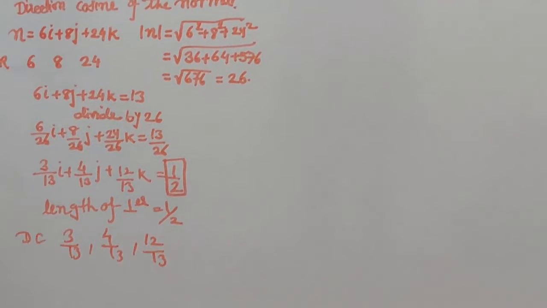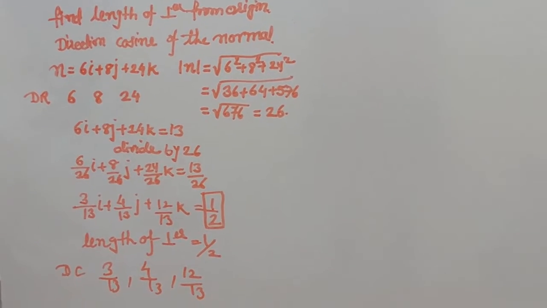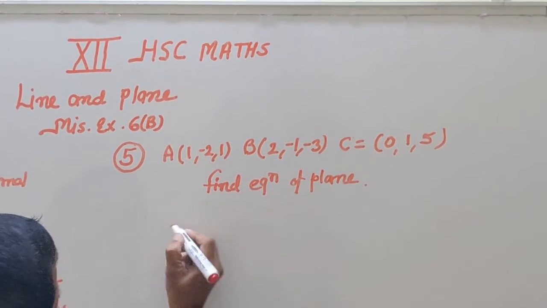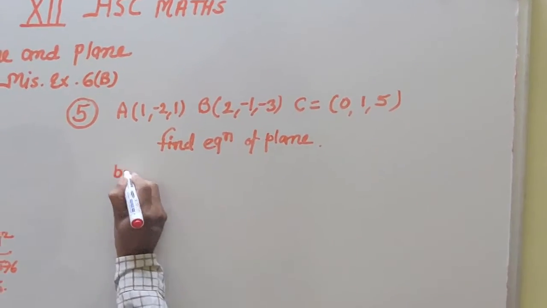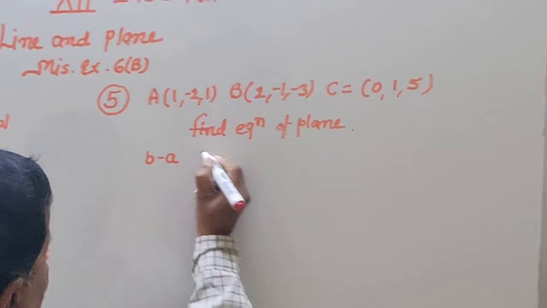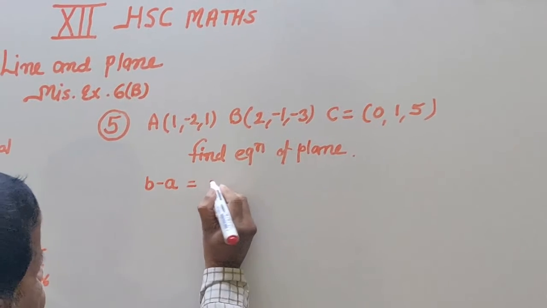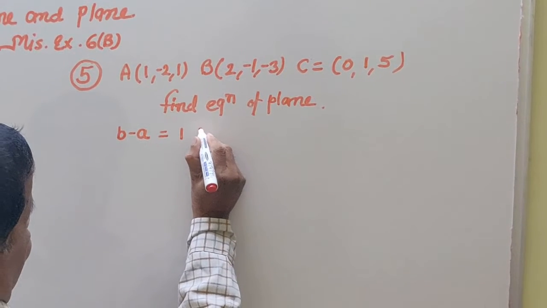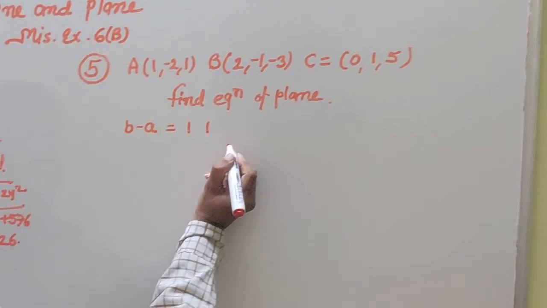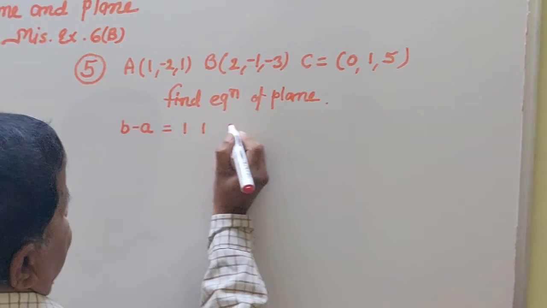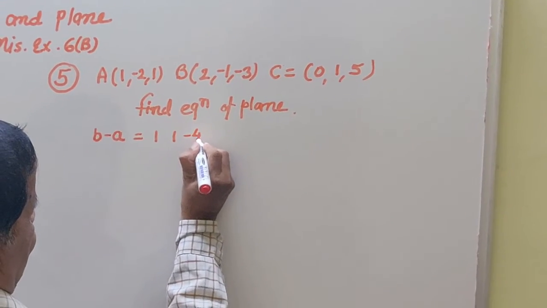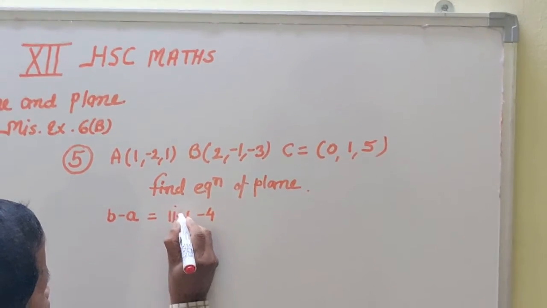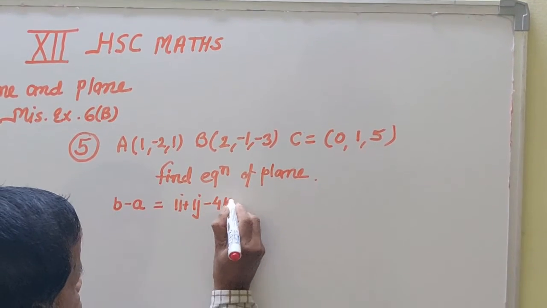Okay, you understand? Now we will go to solve the fifth problem. 3 points are given. You have to find the equation of the plane. Now what will come here? First find b minus a. What will come here? 2 minus 1 is 1, minus 1 plus 2 is 1 again. Minus 3 minus 1 is equal to minus 4. Now this can be written as 1i plus 1j minus 4k.